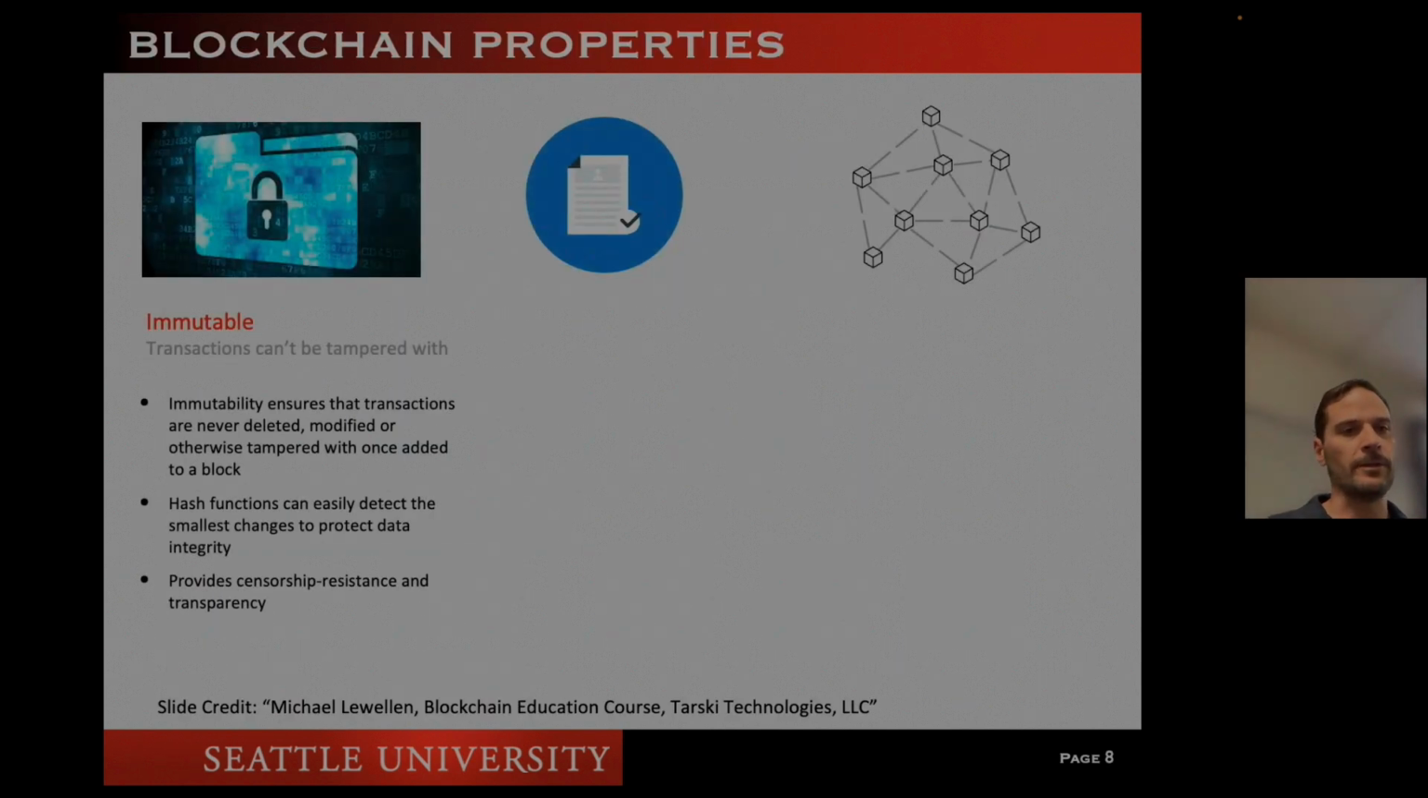So it really ensures that transactions are never deleted, modified, or otherwise tampered with. And the way that is secured is through hashing, which we'll cover in one of the future slides, and it provides censorship resistance and transparency, because again, it cannot be modified, so transactions will always be recorded.